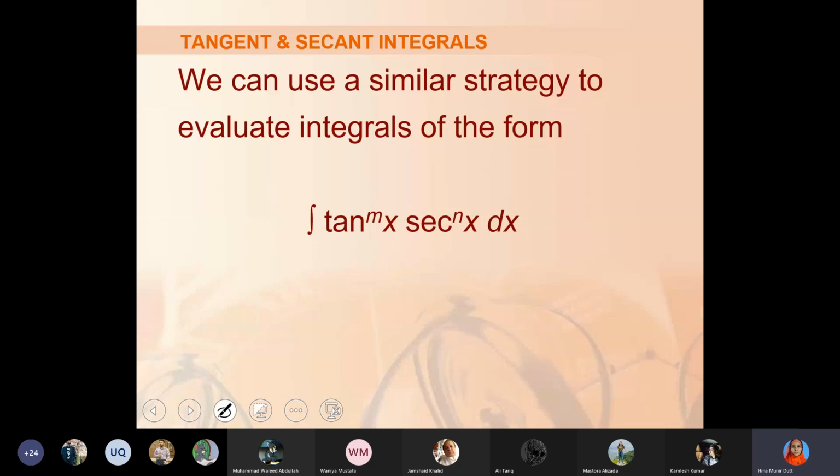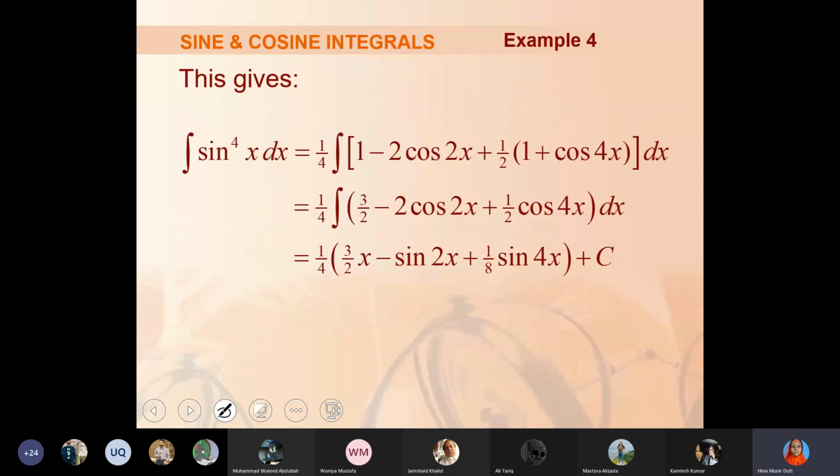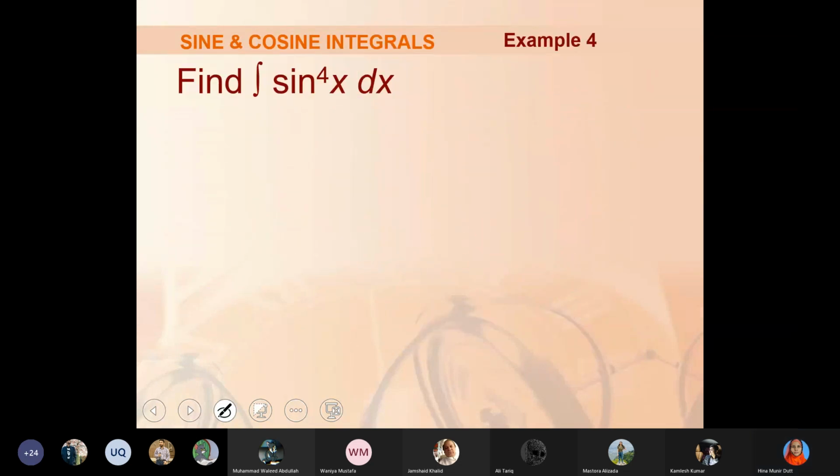So we have done sine 4x. How to solve the integral of sine 4x? Yes, Vanya, how to integrate sine 4x? Ma'am, we will use the half angle identity: 1 minus cos 2x over 2, whole square. Exactly. We will use the half angle identity.